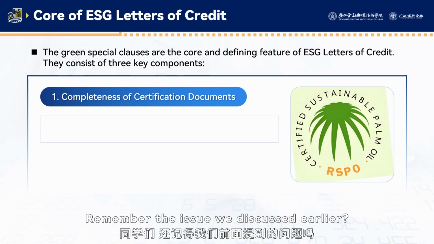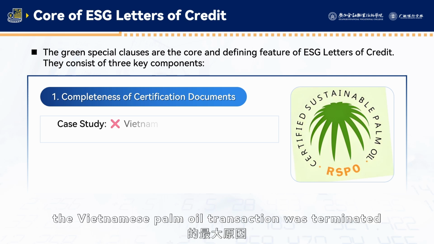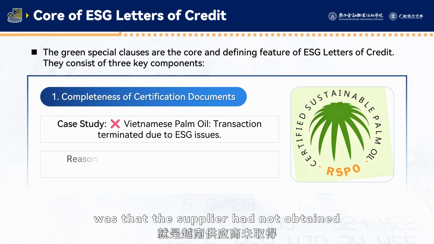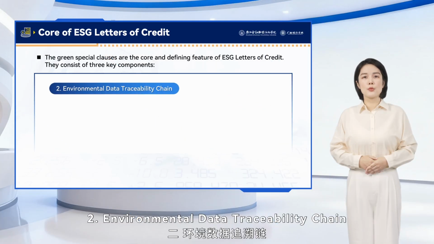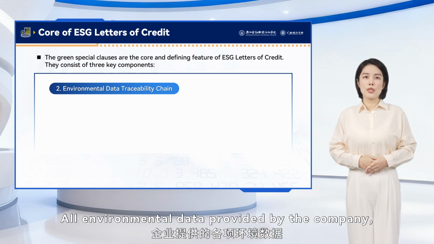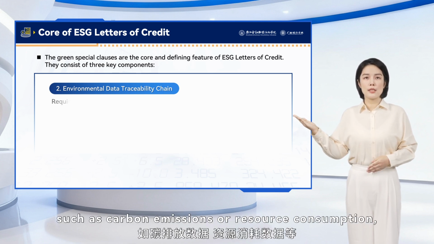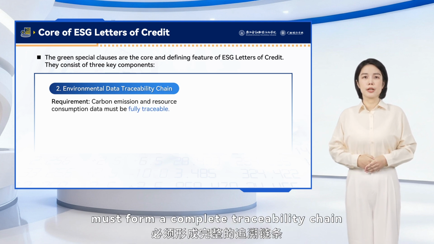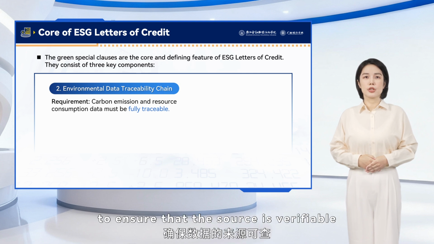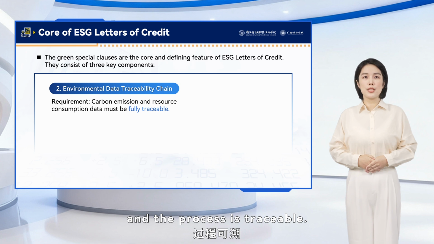Remember the issue we discussed earlier? The main reason the Vietnamese palm oil transaction was terminated was that the supplier had not obtained RSPO Sustainable Palm Oil certification. 2. Environmental data traceability chain. All environmental data provided by the company, such as carbon emissions or resource consumption, must form a complete traceability chain to ensure that the source is verifiable and the process is traceable.